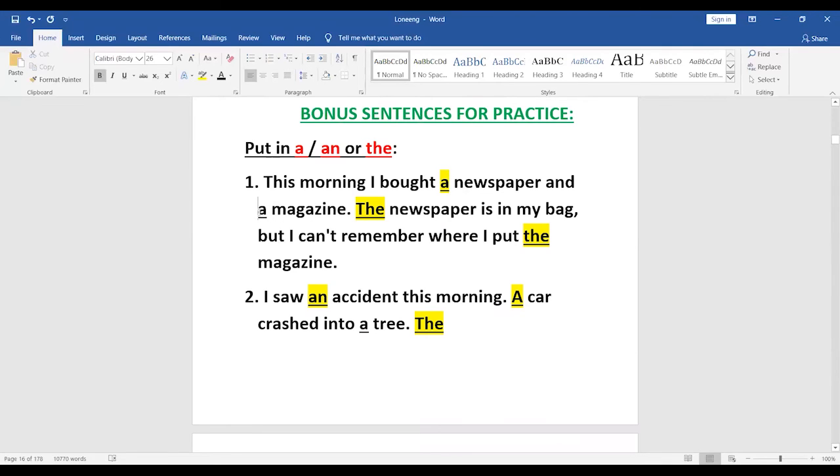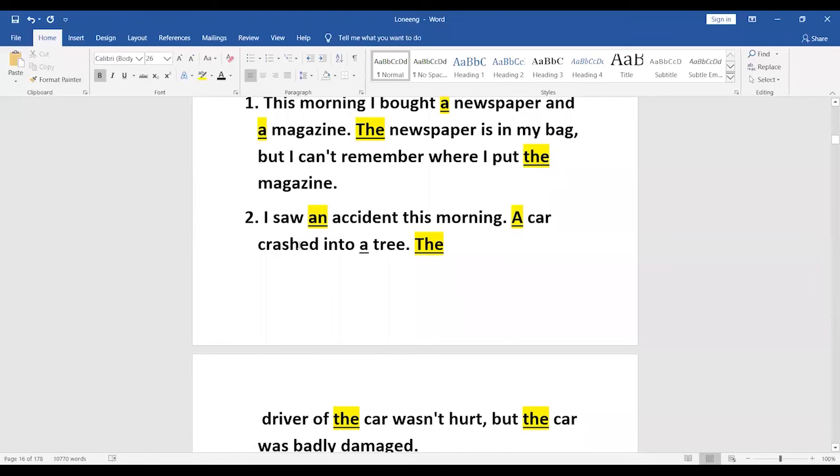And now that I possess the newspaper, I'm owning it, so I'm being very specific. Okay, I'm saying the newspaper is in my bag. It's not just thrown around. It's in my bag. So I'm being very specific. And I can't remember where I put the magazine. Now I'm going back to the newspaper, the magazine. I'm being very specific because I'm handling them. Let's take a look at the second example.